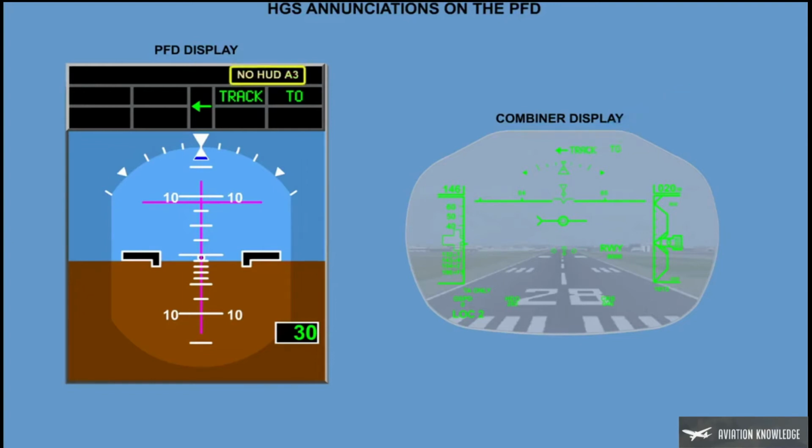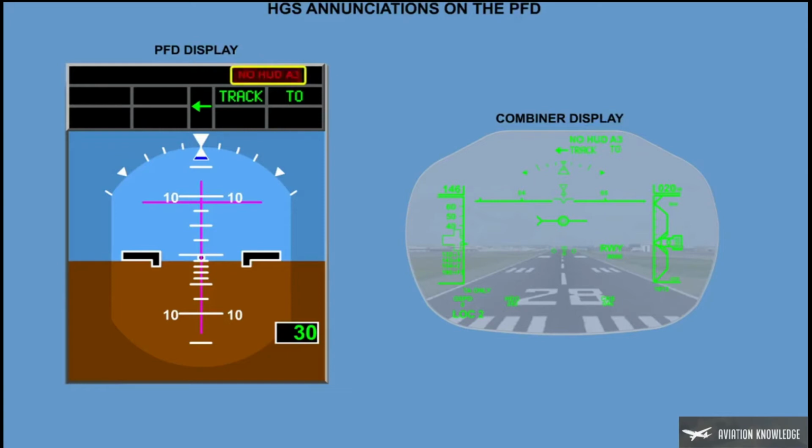No HUD A3 caution. During A3 approach operations and when aircraft is above 500 feet ASL, the enunciation No HUD A3, amber letters, shows on PFD to indicate that the HUD A3 guidance function is no longer available due to system or sensor failures or data miscompares. No HUD A3 also shows in the right top corner of the combiner display. The enunciation flashes continuously. No HUD A3.